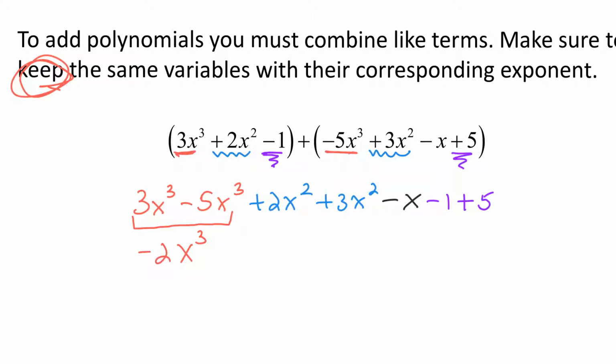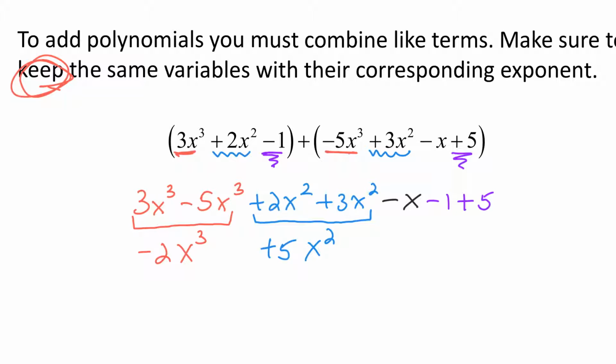Then you go to the next term. We have a positive 2x squared plus a 3x squared. So you keep the variable. You keep the exponent. Notice I'm not adding the exponents. I keep the same exponent. And you are going to add the numbers, positive 2 plus 3, and that's positive 5.